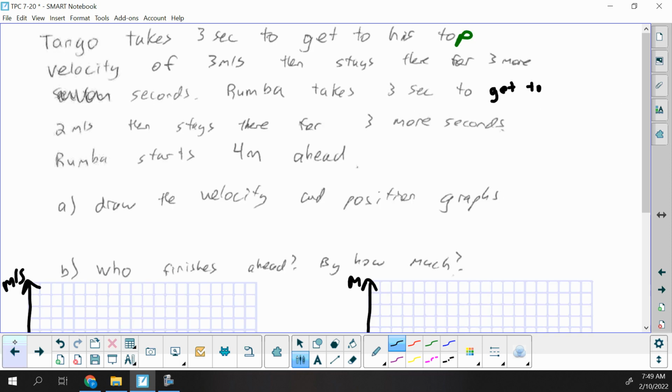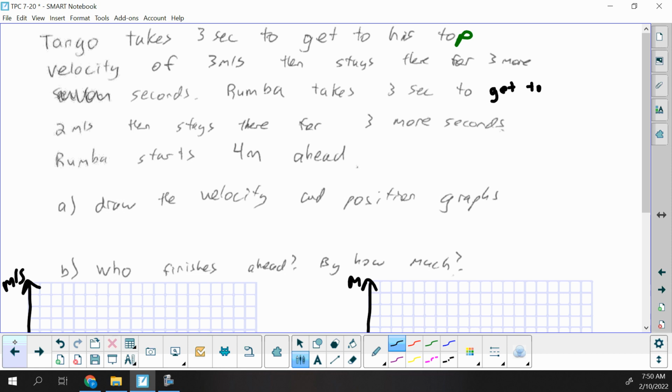All right, now we're going to go to the graph paper that the sub has passed out to you. If you need more at any point, there's a big stack up on the front table. So we've got Tango takes 3 seconds to get to his top velocity of 3 meters per second. He stays there for 3 more seconds. Rumba takes 3 seconds to get to 2 meters per second and stays there for 3 more seconds. Rumba is going to start 4 meters ahead.